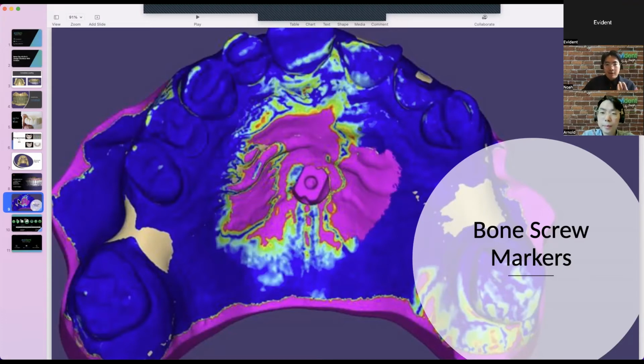Another anonymous attendee has asked, have you heard of iCam 4D from iMetric? What are your thoughts on it versus a scanner like iTero or Medit? I can take a crack at this one, Arnold.